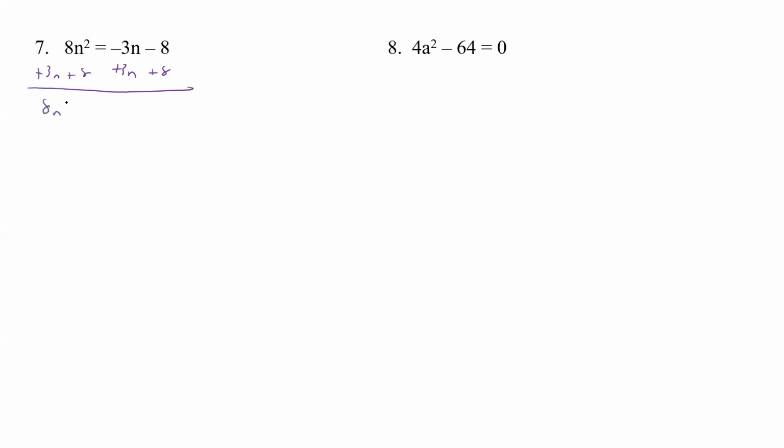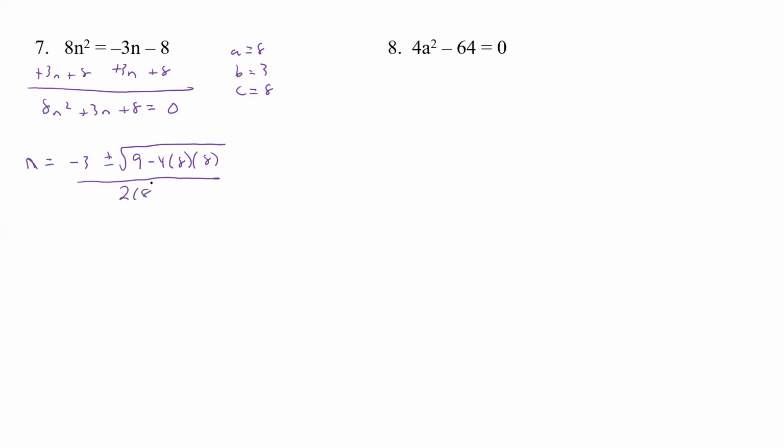And so that's 8n squared plus 3n plus 8 equals 0. Now we're just going to plug everything in again. And so what do we have? We have a equals 8, b equals 3, and c equals 8. So we have n equals minus 3 plus or minus the square root of 3 squared, which is 9, minus 4 times a, which is 8, times c, which is 8, and that's all divided by 2 times a, which is 8.